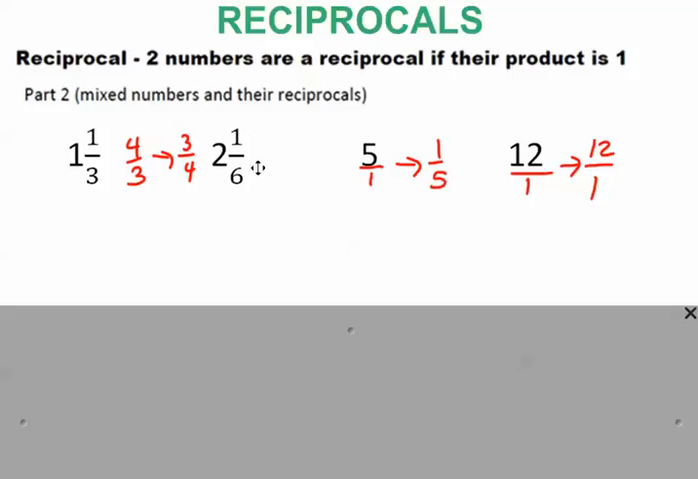All right, so let's look at this one. I need to turn it improper first. So that's 12 plus 1 is 13 over 6. So its reciprocal would be 6 over 13. All right, so pause the video and write down some examples for part 1 and part 2 so that you understand what a reciprocal is. Then we'll move on into dividing fractions.